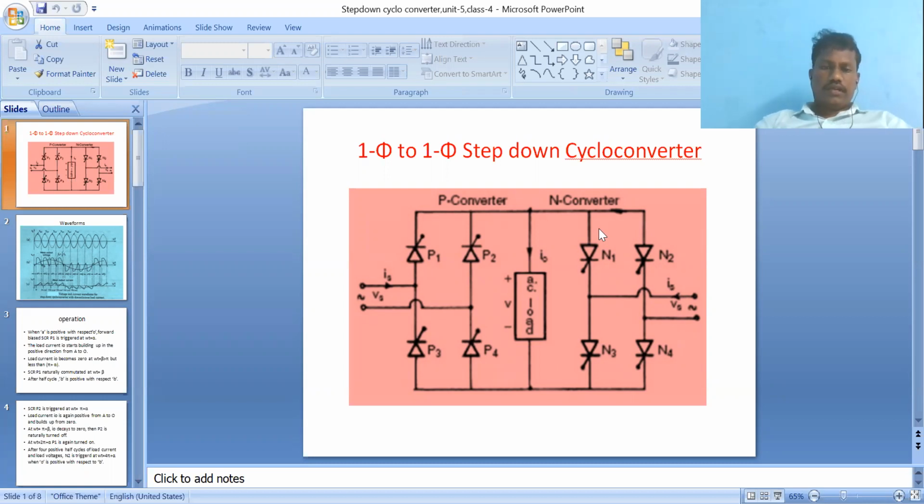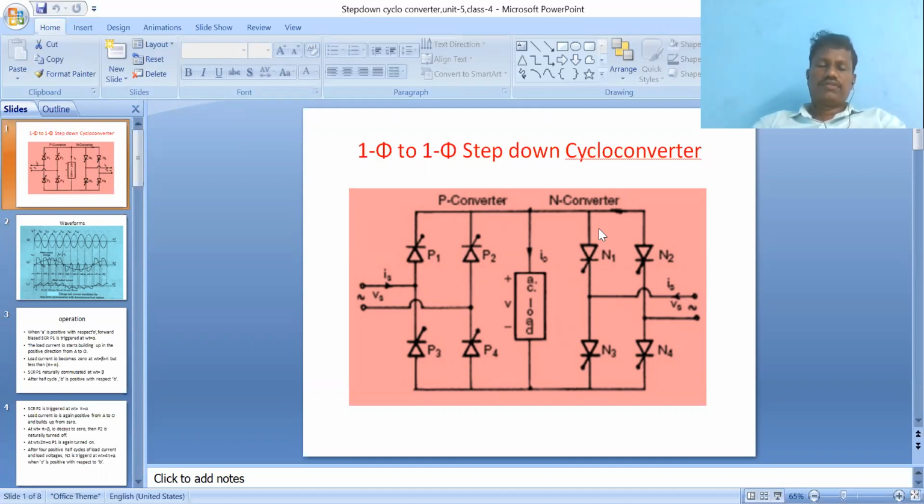Step down cycloconverter means the output frequency is less than the input frequency. Here I have taken f naught equal to 1 by 4 times of fs, or f naught is equal to fs by 4. That means for the completion of one cycle of input, the output is 1/4 of a cycle, and in the completion of one cycle of input, we get the output. That is the definition of step down.